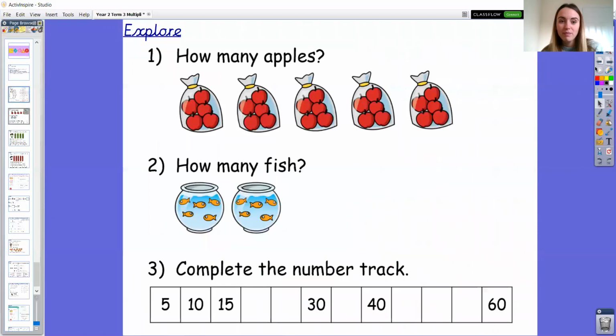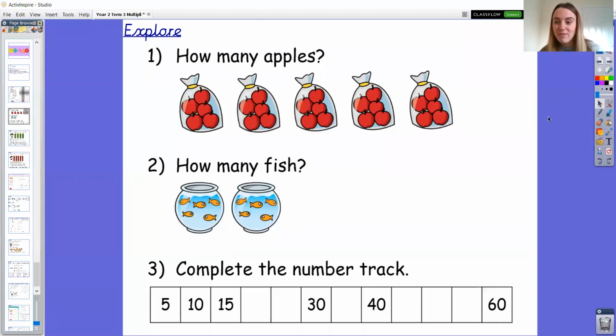Okay, so moving on to our explore of the 5 times tables, there are 3 questions here to get us warmed up today. Number 1 is how many apples? Number 2, how many fish? And number 3, complete the number track, so counting in your multiples. So please pause the video here and have a conversation around these questions.